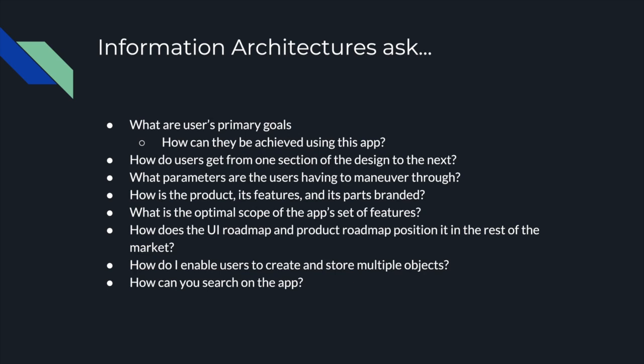So, what questions do information architects ask? What are users' primary goals, and how can they be achieved using this app? How do users get from one section of the design to the next? What parameters are the users having to maneuver through? How is the product, its features, and its parts branded? What is the optimal scope of the app's set of features?